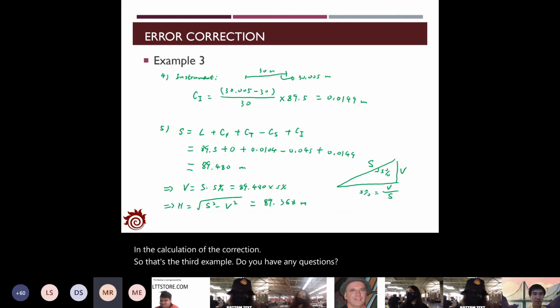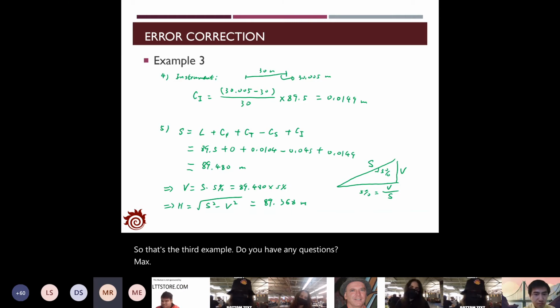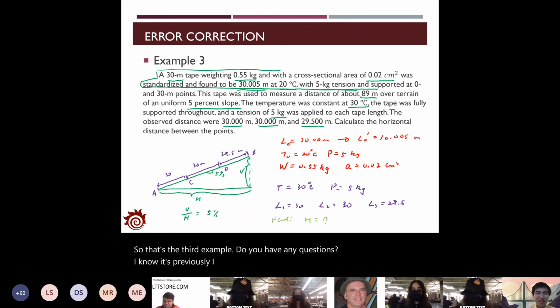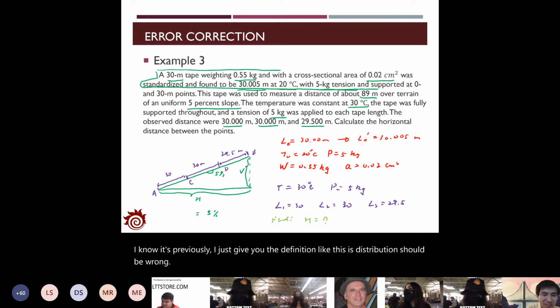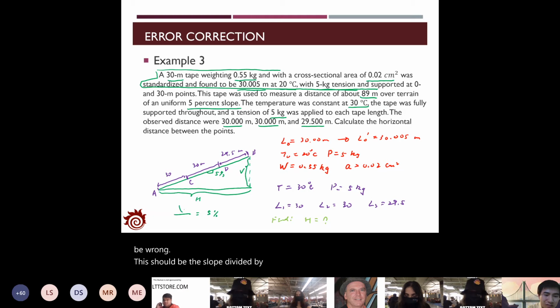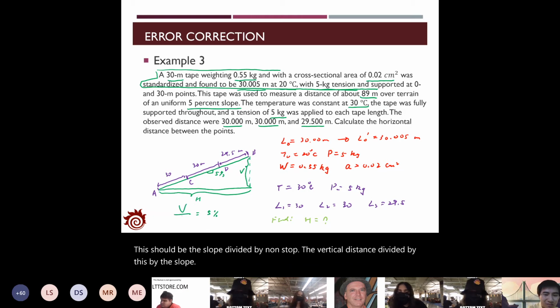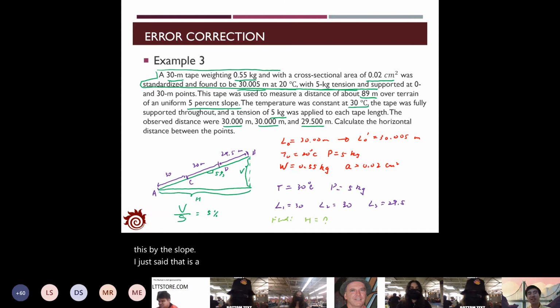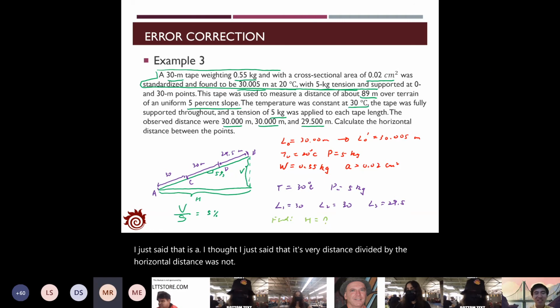Quick question. What was wrong with the way we related the 5% before? Because I thought it was like 5% slope, right? So rise over run. Oh yeah, previously I just gave you the definition, and this should be wrong. This should be the vertical distance divided by the slope. I just said it's vertical distance divided by the horizontal distance, which was not right.